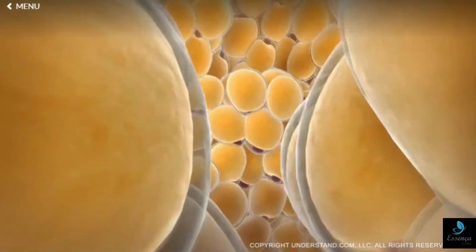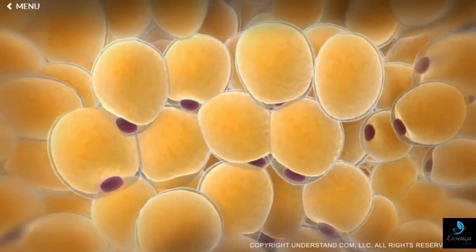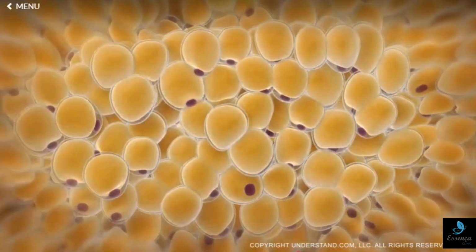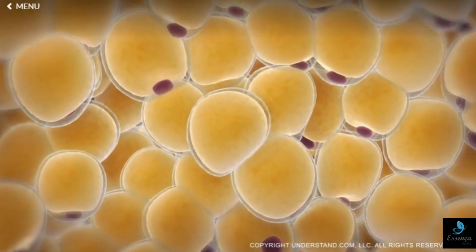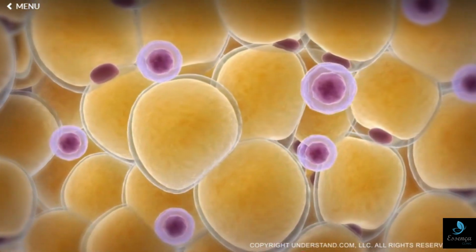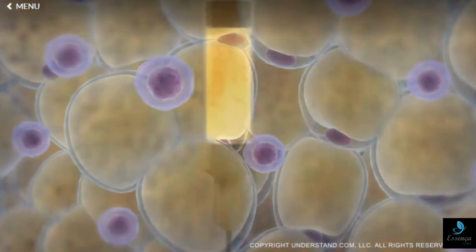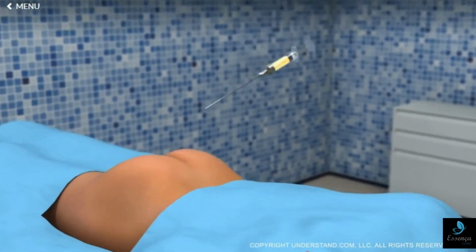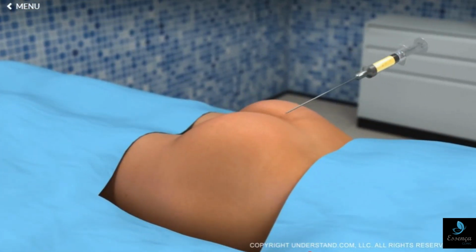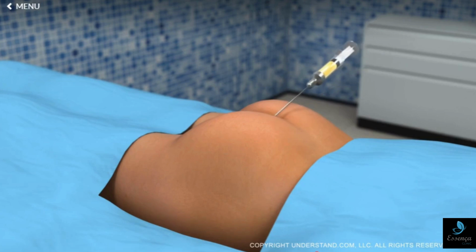Next, the undamaged fat cells that were removed are isolated, cleansed, and prepared to be injected into the buttocks. Some surgeons may prepare the fat with stem cells before injection. Then your surgeon will use a cannula to inject the fat cells into your buttocks. Using a forward and backward motion, fat is slowly added in multiple areas until the desired volume is achieved.